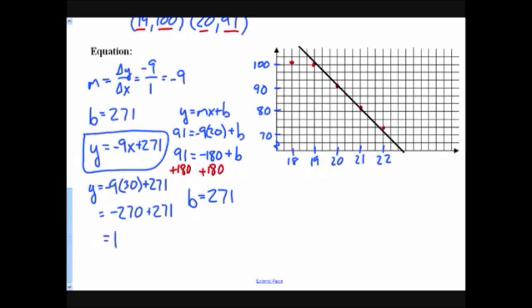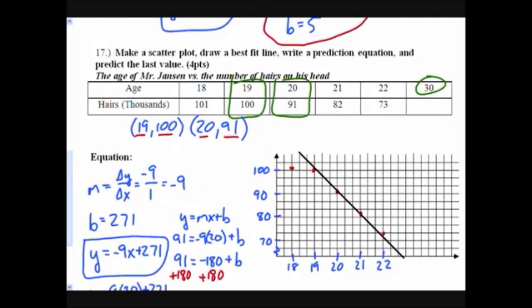And that doesn't mean one hair left on my head, because remember, this is in thousands. So I've got 1,000 hairs left, so let's not jump the gun. I've got still more than Homer Simpson, which works out pretty well for me. Okay?